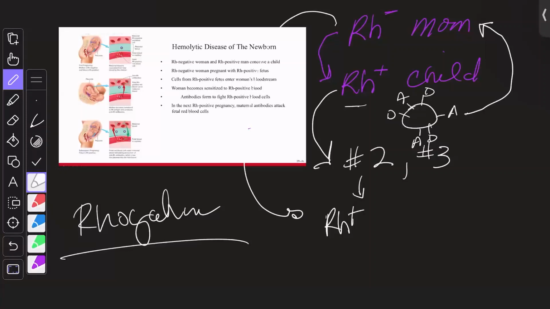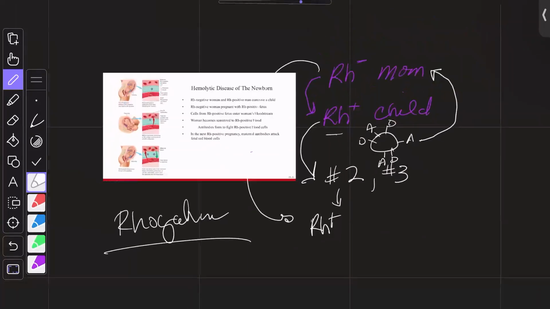Okay, and I looked at RH negative as a gene. But would this happen with an RH positive mom and an RH negative child? No. It only goes one way. If you're RH positive and you want babies, you're fine. We don't worry about you.